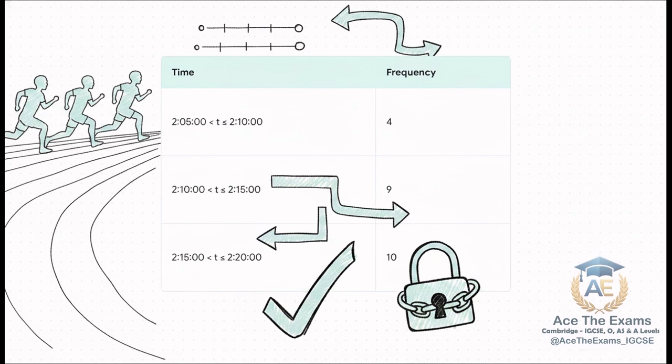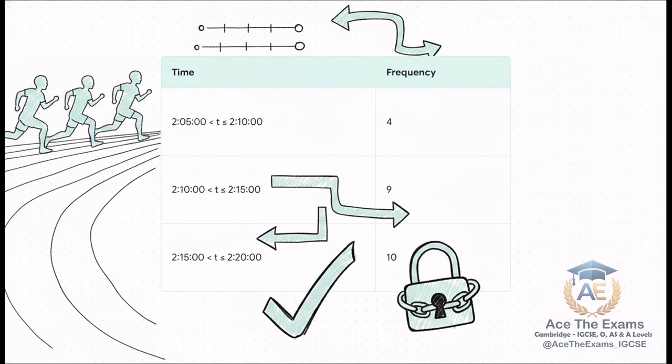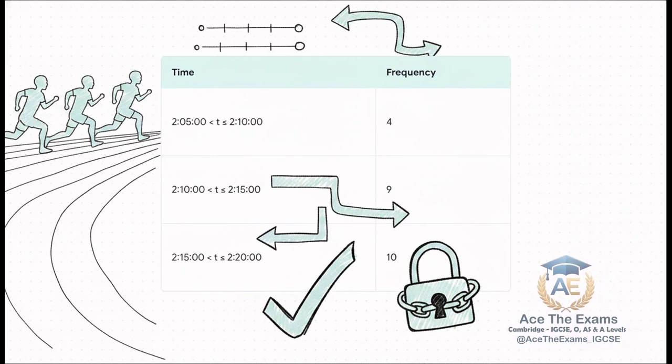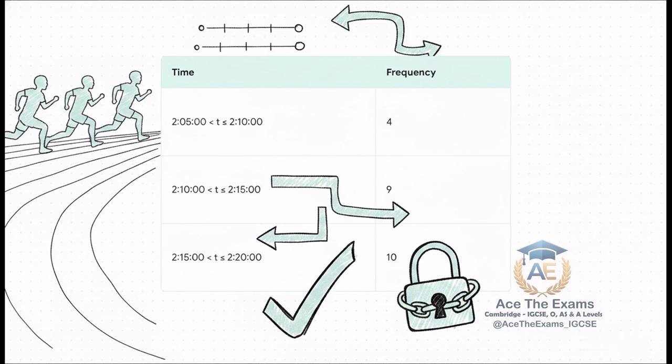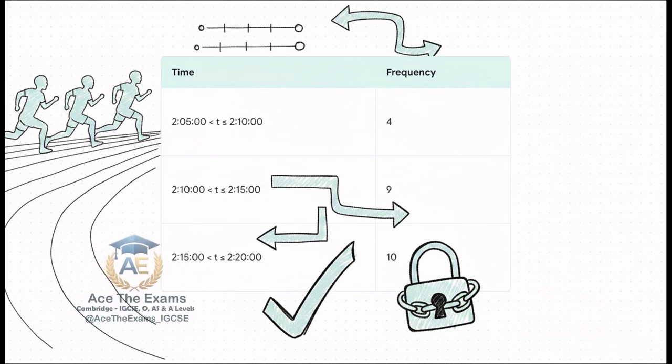Time, as we know, is continuous data. We can't list every single microsecond a runner crossed the finish line, so we create groups. And this chart brilliantly illustrates how we use mathematical inequalities to do this flawlessly. Look really closely at the first group here.